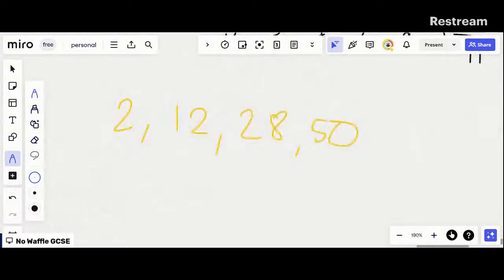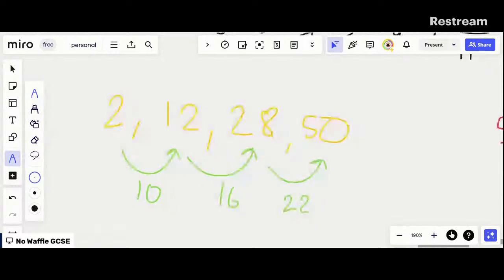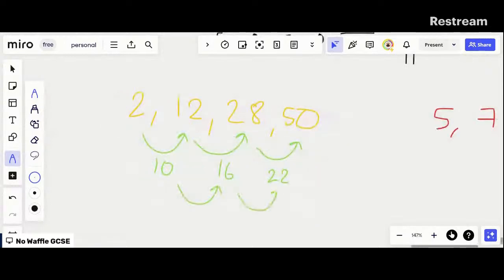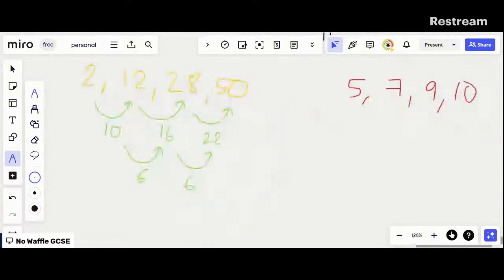Well, what's the difference between this and this? You've got 10. What's the difference between this and this? You've got 16. And what's the difference between 28 and 50? 22. Now, if you work out the differences here, because those numbers are not in common, the difference is 6 each time. So you've got a quadratic there.